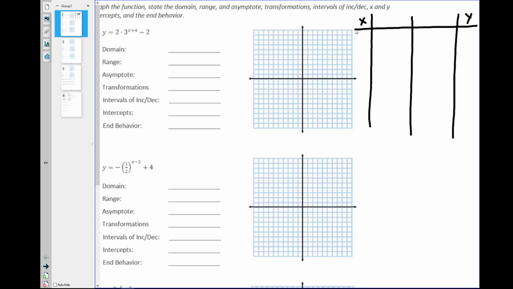With a base that's greater than 1, what are probably the best points to pick? Yeah, 0 and positive, so like 0, 1, 2, 3, and we're taking 3 to that power. So 3 to the 0 power is 1, 3 to the first power is 3, 3 squared is 9, 3 to the third is 27. If you don't like this way, you don't have to use it. I'm just trying something different just to try to reach everybody.